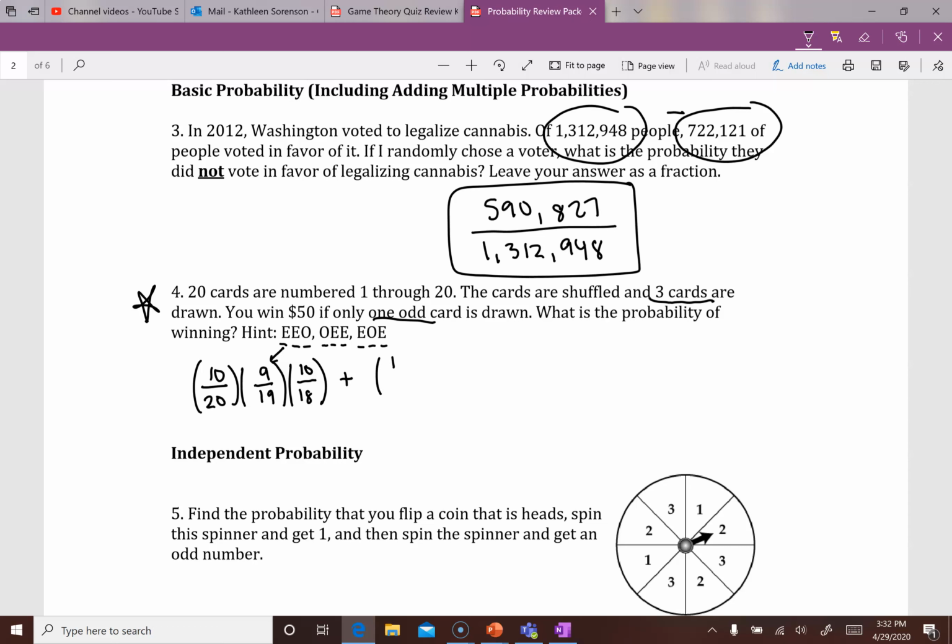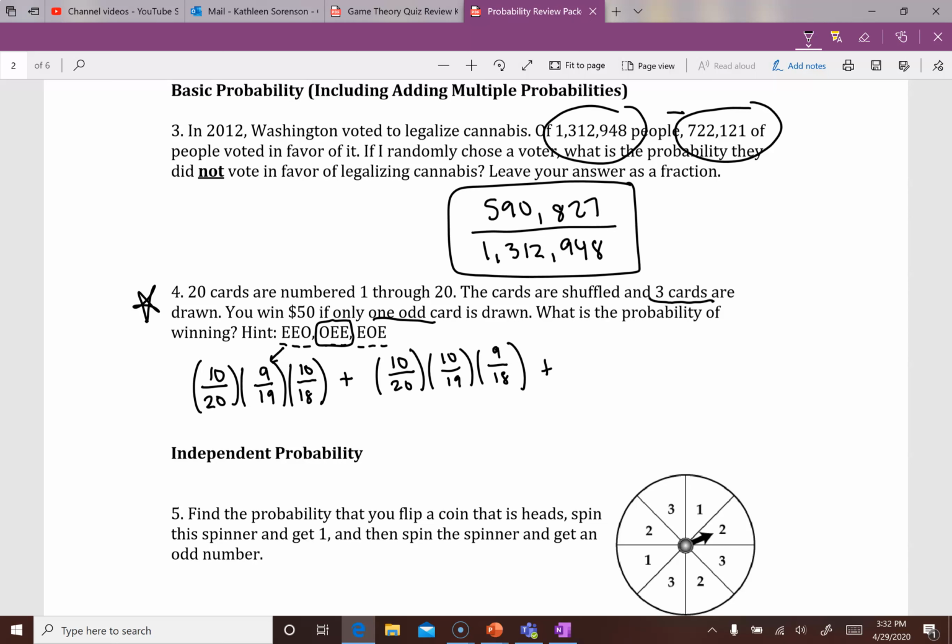So odd is going to be, we're going to restart this whole thing. So now I'm on this one. To get an odd, that's 10 out of 20 cards. To get an even, I'm still at 10 cards, but out of 19. And then to get another even, I'm down at 9 over 18.